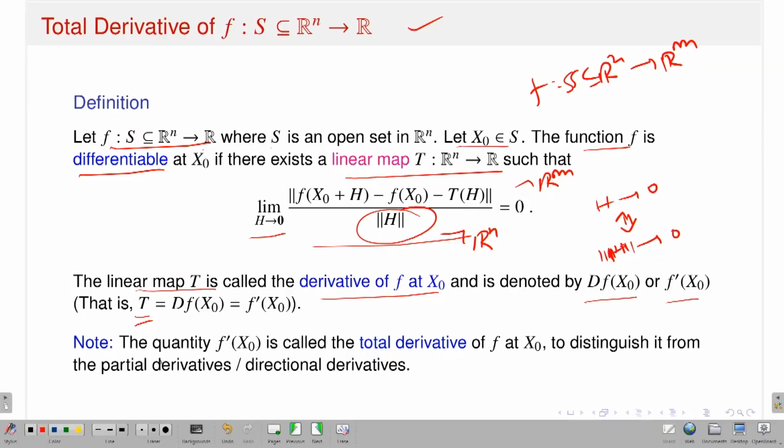Okay, I have written a note: the derivative at x naught is called the total derivative of f at x naught, to distinguish it from the partial derivative and directional derivatives. If I just say derivative, you might be confused, wondering if I mean partial or directional. No. If I say the function is differentiable, it means I am talking about the total derivative.